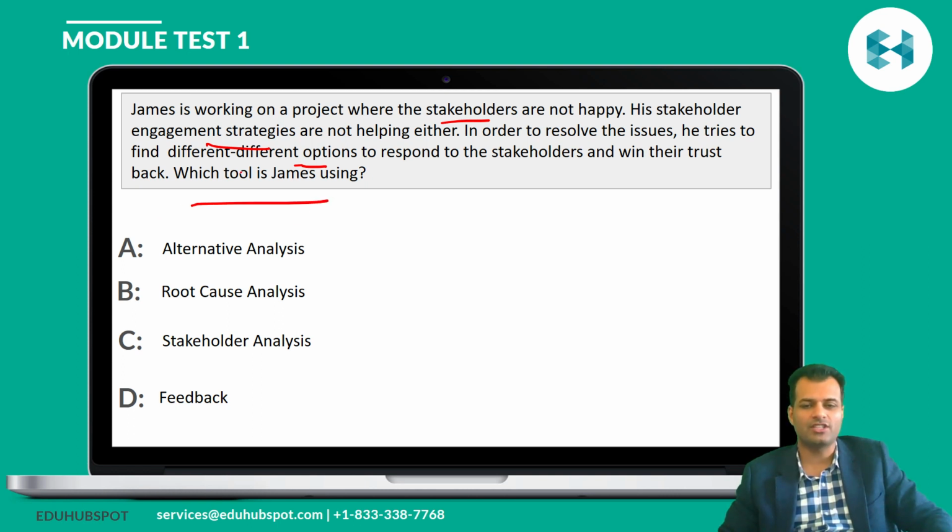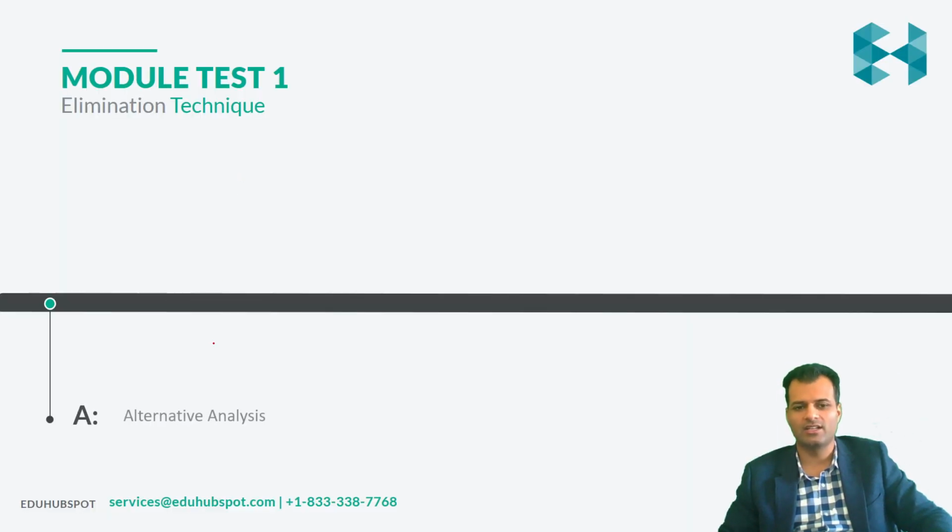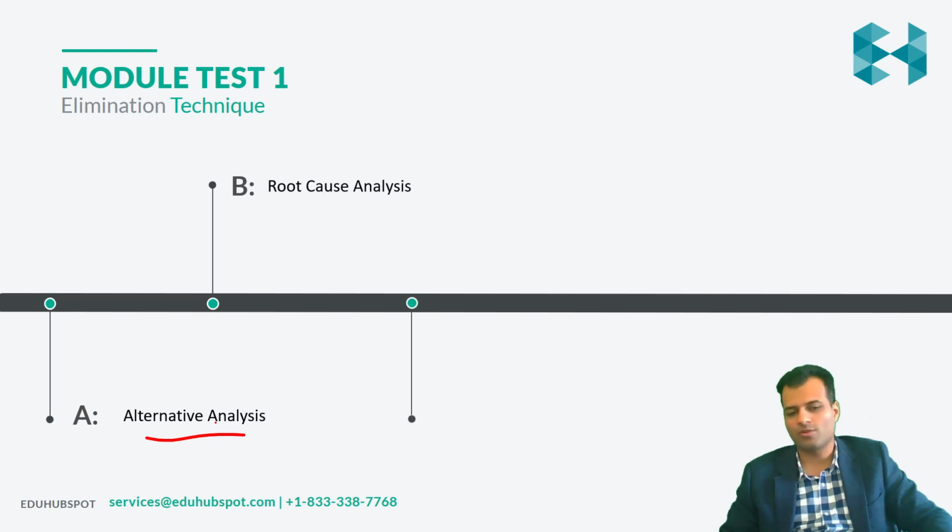So basically, what James is trying to do is use different options. He's trying to find that. In alternative analysis, you are actually trying to find different options. So A is actually a good answer option. B, he is not trying to find the root cause. Nowhere in the question do they mention the root cause. So B cannot be the choice.